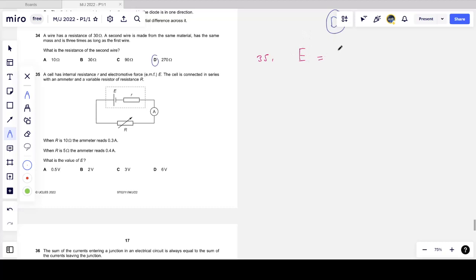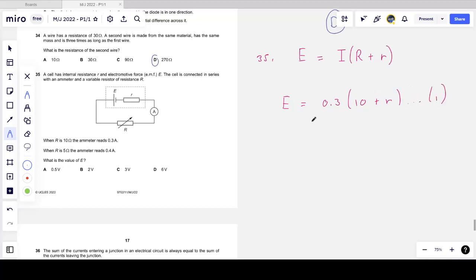So we know the EMF is the current in the circuit multiplied by the total resistance, from Ohm's law. The total resistance of the circuit, since the internal resistance is in series with the variable resistor, is big R plus little r. So let's input the two scenarios that we have. The EMF remains constant. It does not change, irrespective of whether we adjust the variable resistor or not. And so E is the current 0.3 times the reading on the variable resistor, 10 ohms, plus the internal resistance, which also doesn't change.